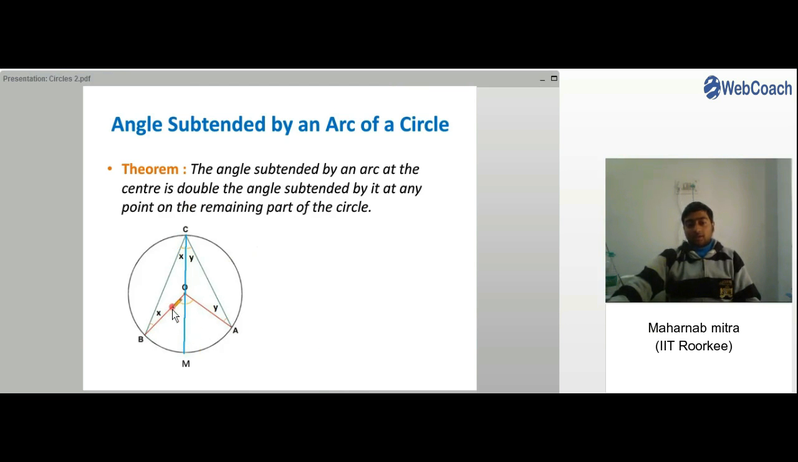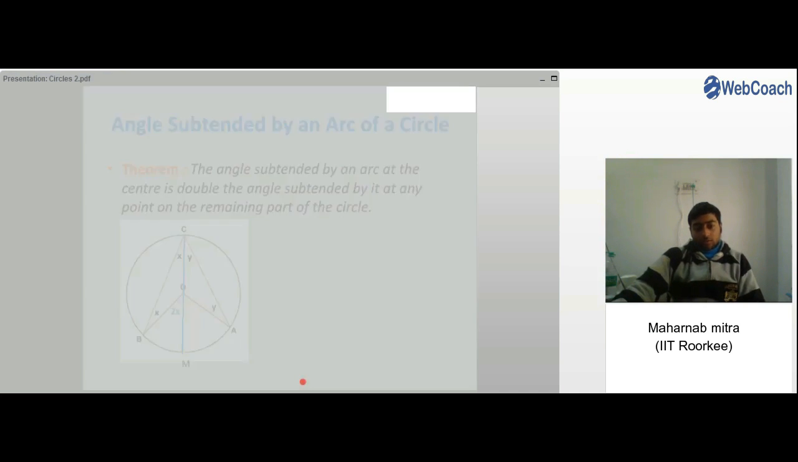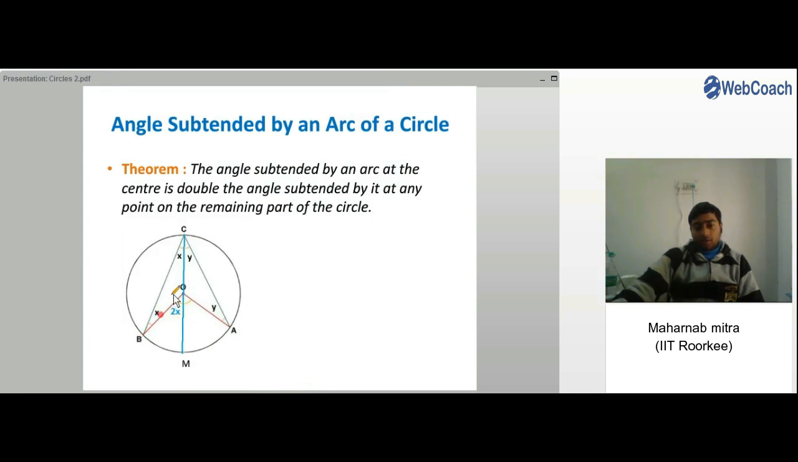Now if we consider the exterior angles, let us consider this angle first. This is the exterior angle of triangle BOC. And what is the measure of this angle? Exterior angle is nothing but the sum of the interior opposite angles, or the sum of X and X will give us the exterior angle. So we get the exterior angle, angle BOM, as 2x.